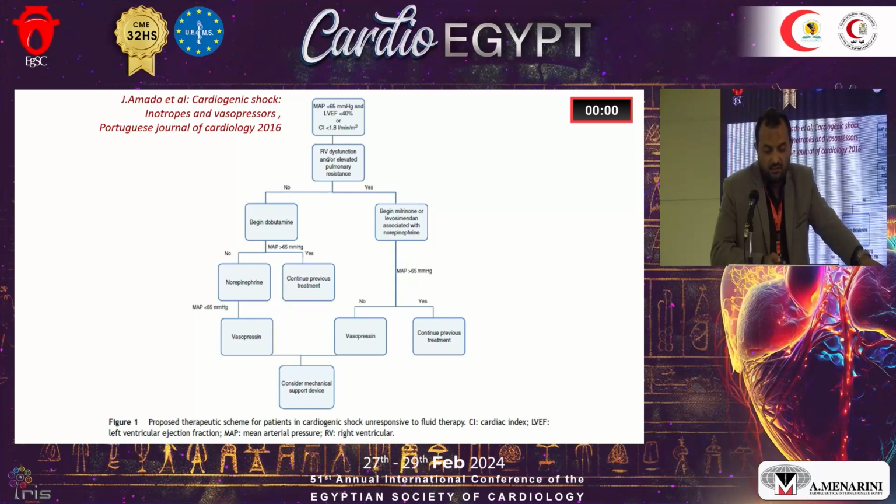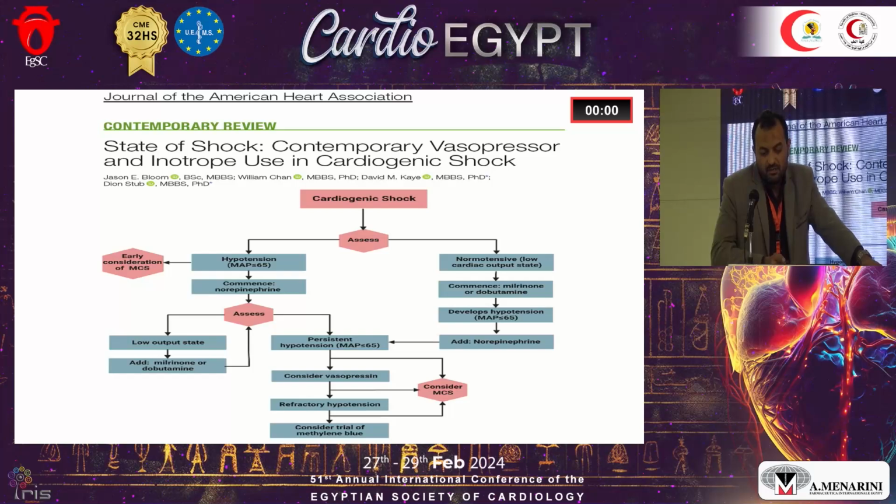If yes, start milrinone or levosimendan to be better with norepinephrine. If it goes well, okay, continue. If not, you can add vasopressin. If RV is not well, begin dobutamine. If mean arterial pressure is low, start norepinephrine. Or if not controlled, you can add vasopressin with some precautions. This is also the algorithm stated by the Journal of the American Heart Association.